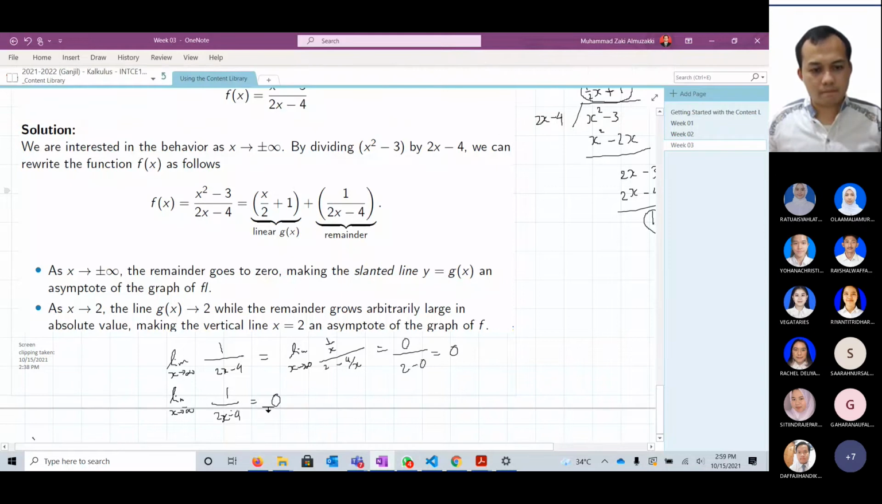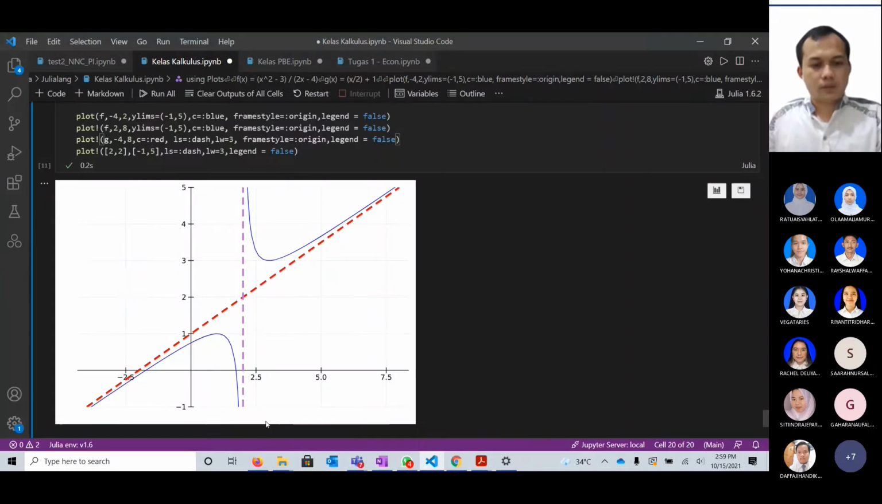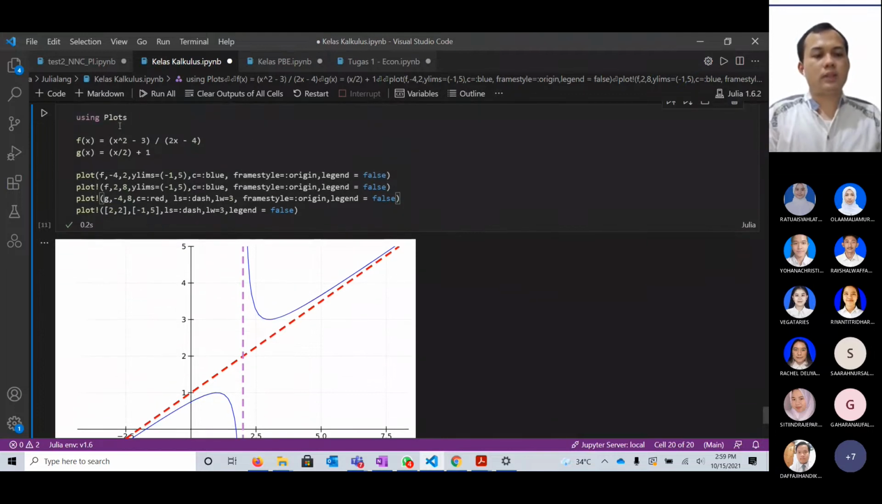Sir, bisa lihat grafiknya lagi, Sir? Wait. See, the red one is from g of x.